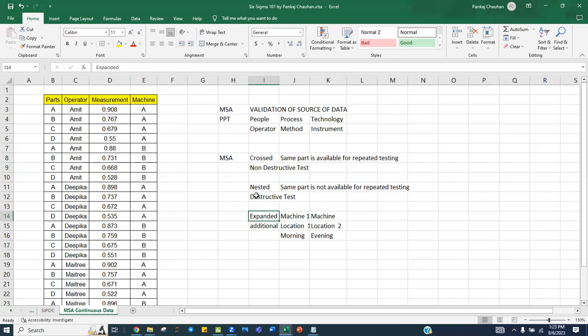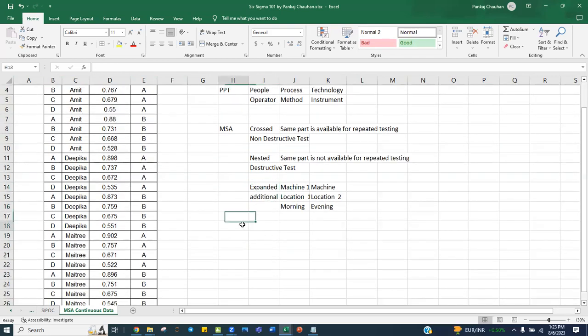So we have collected the data. We already know the rules. Rule number 1: my percent study variation is always lower is better, and must be less than 30%, which is the max limit. Rule number 2: number of distinct categories is always higher is better, and must be greater than or equal to 5. This is what we will be validating.